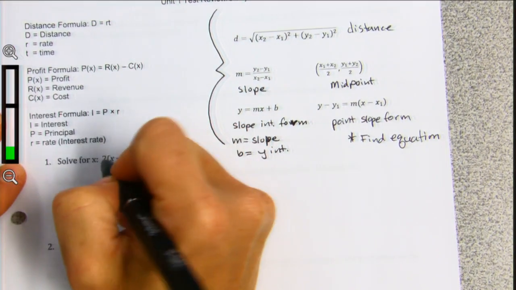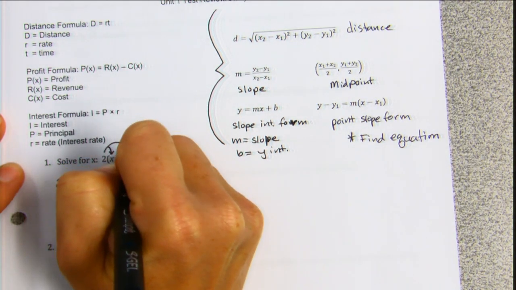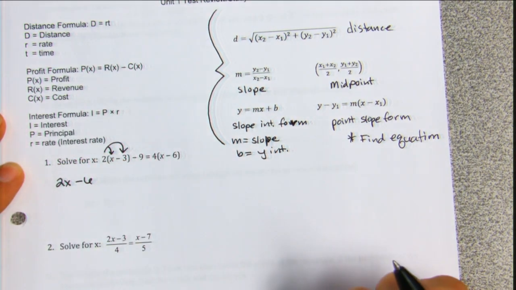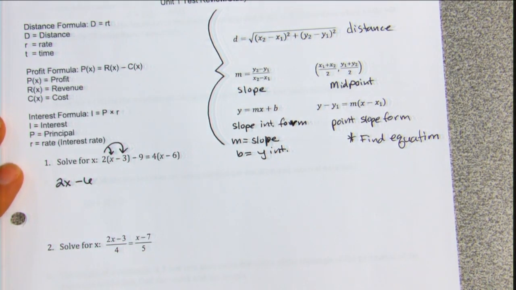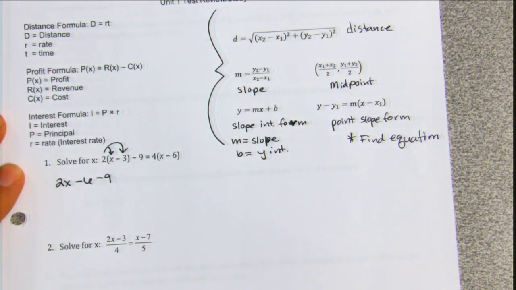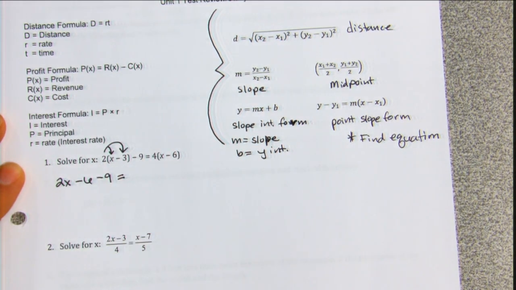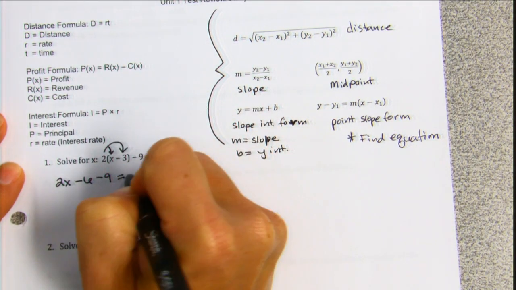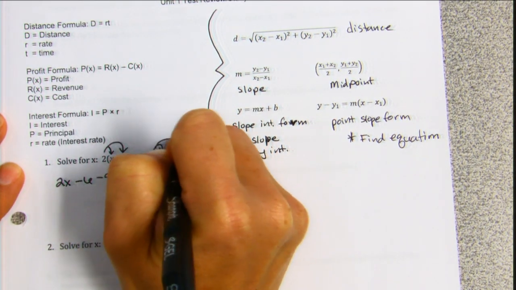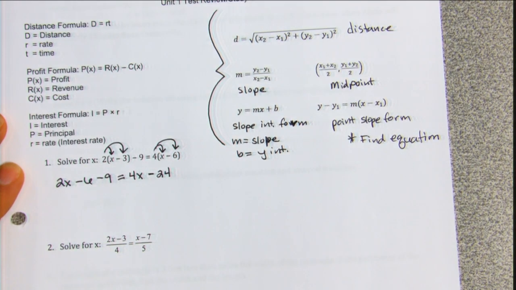Distribute, right. 2 times x is 2x. 2 times a negative 3 is a negative 6. What do I do with minus 9? Do I distribute to it? No, we just bring it straight down. It's being separated, right? So just bring it down in your line of problem. And then put your equal sign and distribute. 4 times x is 4x. And 4 times a negative 6 is a negative 24.